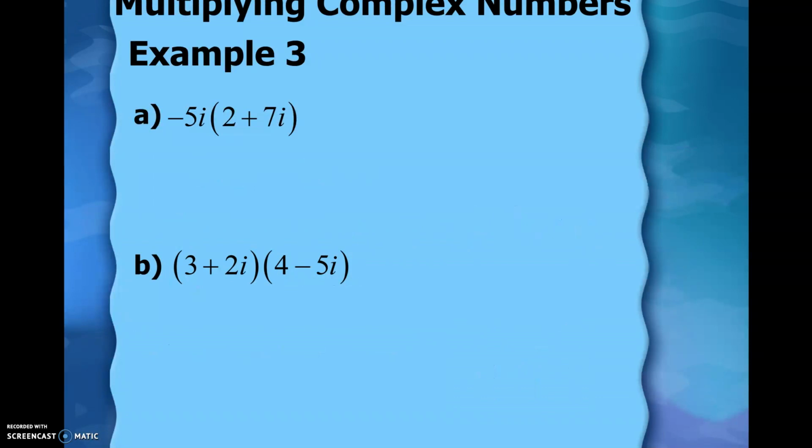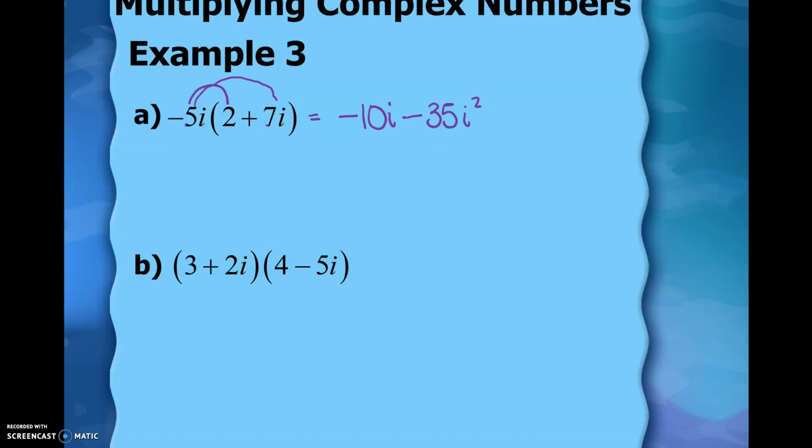Multiplying complex numbers. Distributive property, or in example B, double distributive property. We need to distribute -5i to the 2 and to the 7i. So -5i times 2, any guesses? -10i. And then -5i times 7i would be -35i squared. You multiply the -5 and the 7 together, and then i times i is i squared.